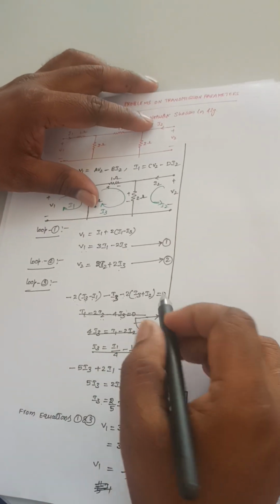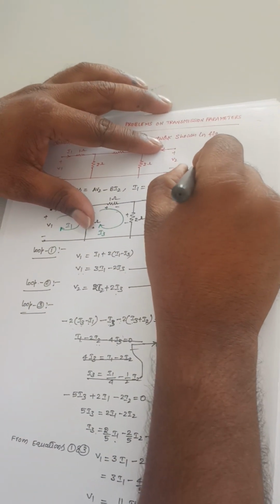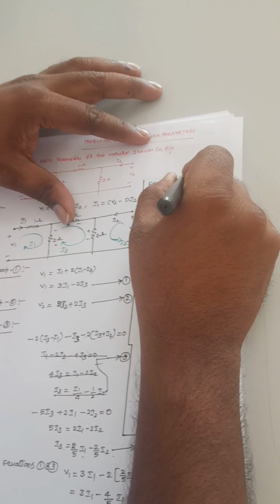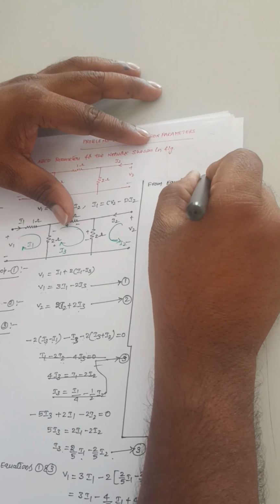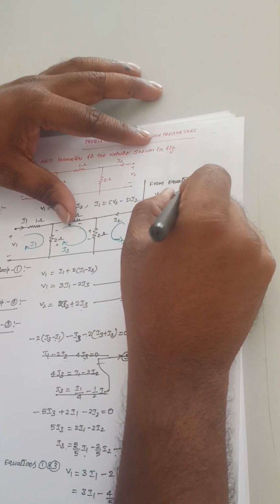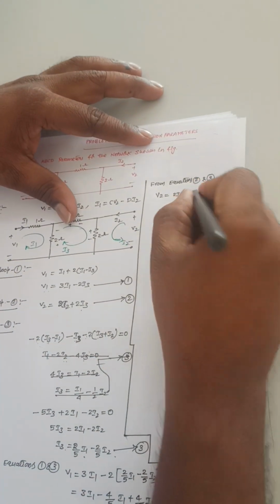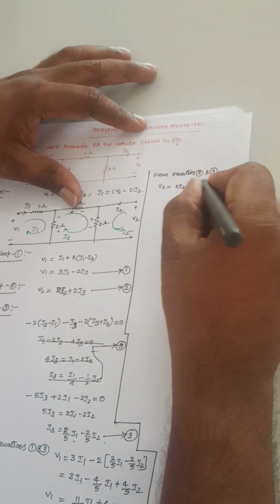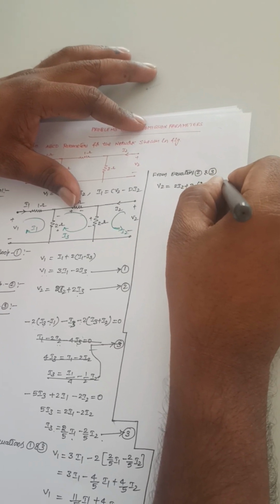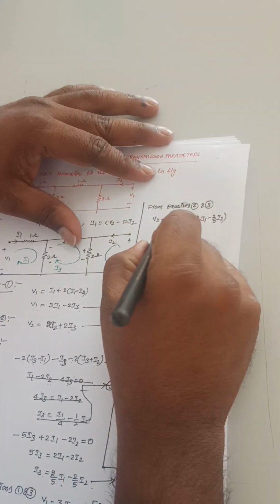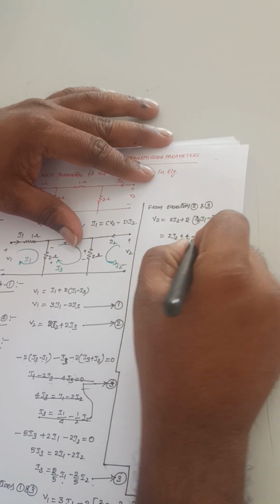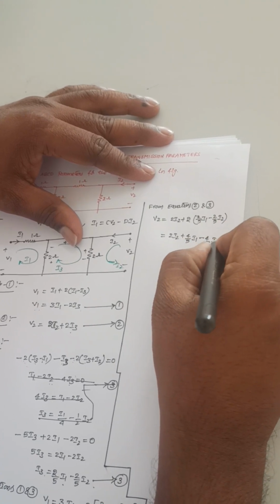So it is equation number 2 from equations 2 and 3. V2 is equal to 2I2 plus 2 into I3. I3 is this one, that is 2 by 5 into I1 minus 2 by 5 into I2. Now from this it is 2I2 plus 4 by 5 into I1 minus 4 by 5 into I2.